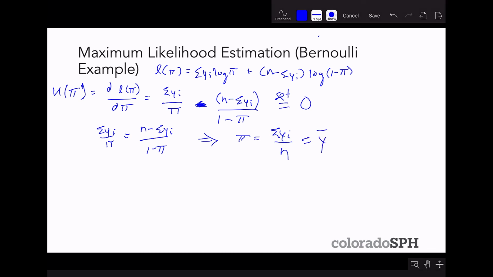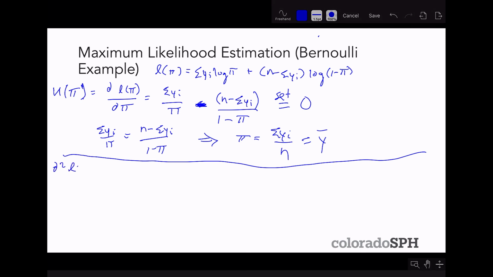So we might also want to check to make sure that this is a maximum and not just a minimum. And we do that by taking the second derivative, which we'll say is here d squared L of pi over d pi squared. That's the second derivative of the log likelihood with respect to pi. That's equal to the derivative of what we calculated up there. And again, we're going to do each of these terms. We can distribute that to each of these two terms here.